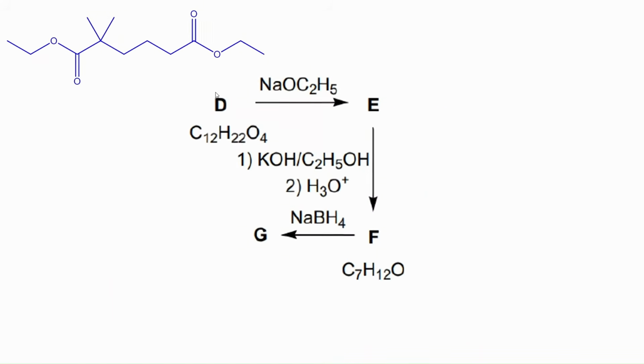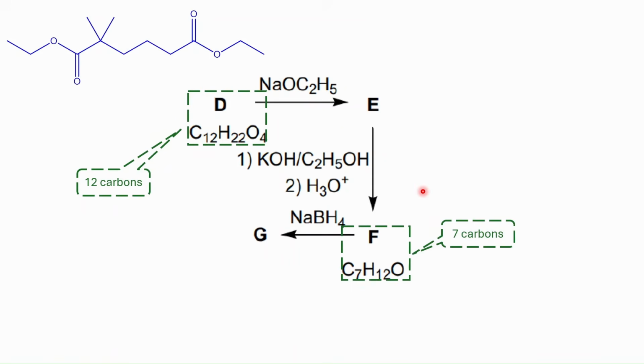And here we have compound D, and then going to E and F. And as you can see, F has the molecular formula. So let's apply a similar counting process to develop an idea on what could happen in these two steps. So as you can see, compound D has 12 carbon atoms. You can see from both the molecular formula and from the structure that we have found. And for compound F, the molecular formula says that it has 7 carbon atoms.